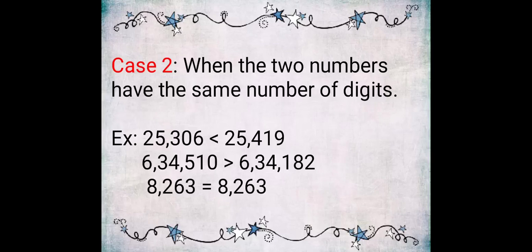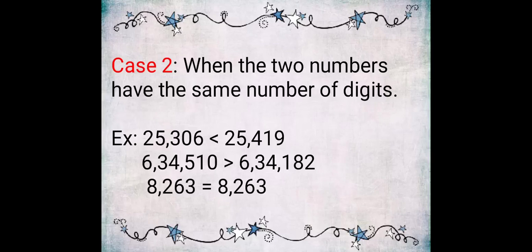Now my first example is 25,306 and 25,419. Now check the 10,000s place. What is the number there in 10,000s? 2. And I have 2 in both the numbers. Can I find out which is greater or smaller? No. So what will I do is, I will move on to the next place, that is my thousands place. So what is the number in thousands place? It is 5 in both the numbers.